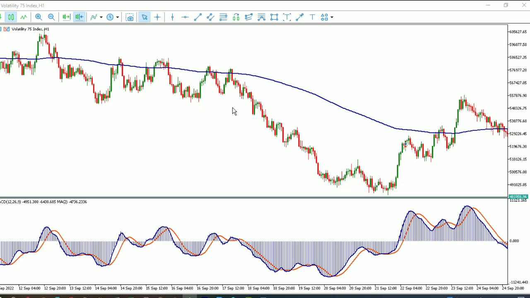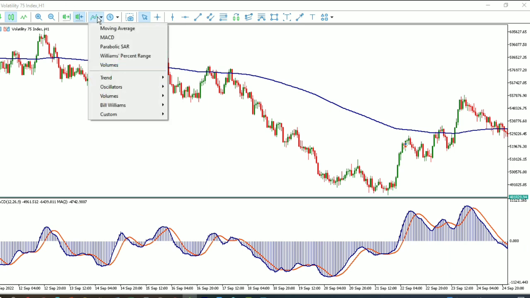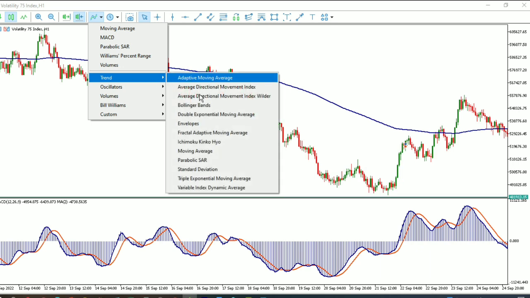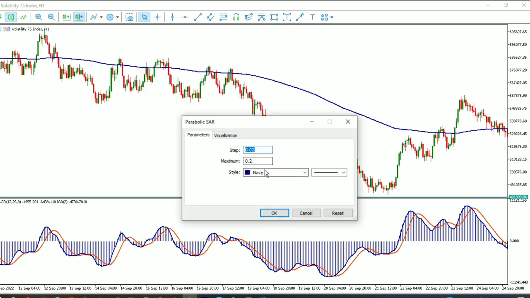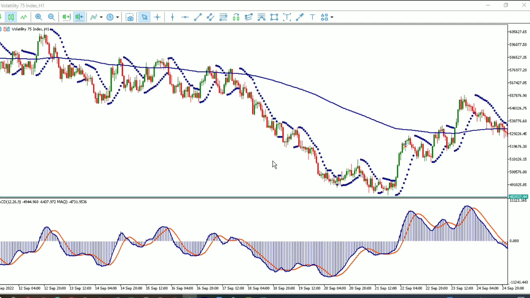Now I want to put one indicator, and we're going to use this indicator for take profits and also to confirm the trend. So I'm going to go to indicator, go to trend, and this time take this, which is called the parabolic SAR. The parabolic SAR is an indicator that shows you the short-term trend of the market.